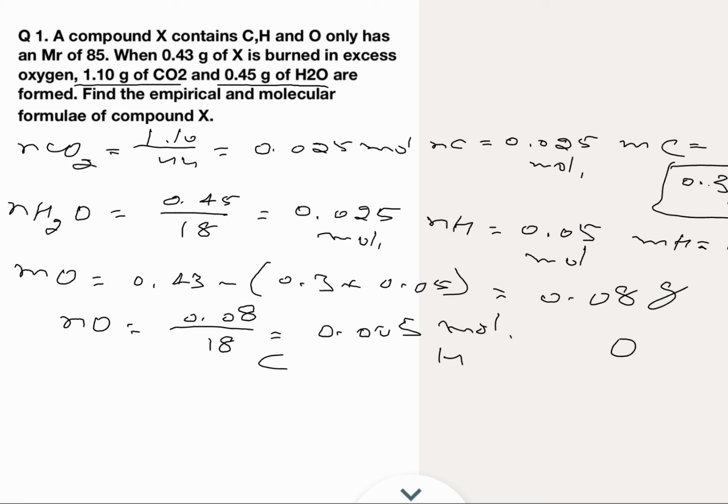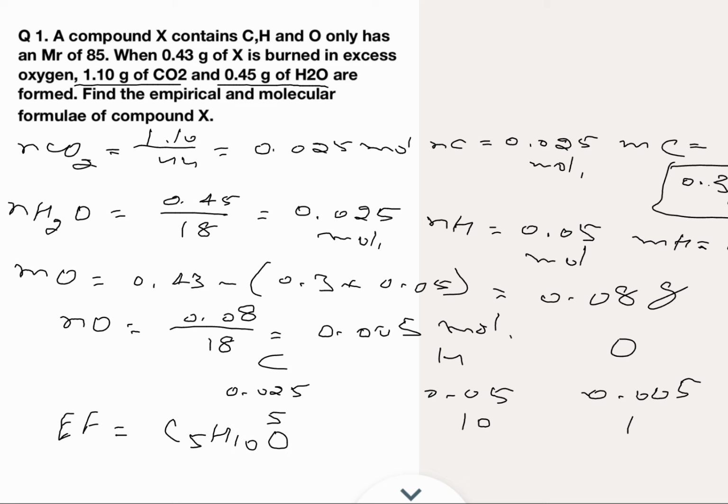Now by just working out the molar ratio of these three: the number of moles of carbon was 0.025, the number of moles of hydrogen was 0.05, and the number of moles of oxygen was 0.005 moles. By dividing everything by 0.005, we get 5, 10 and 1. So the empirical formula is C5H10O, and the mass from the empirical formula is 86.